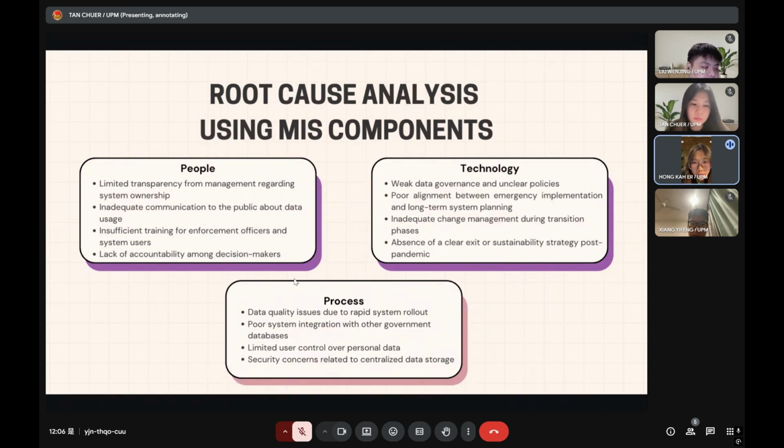And finally, there's the technology. The main struggle here was weak data governance because the data was all stored in one central place. It raised serious security concerns. Users also had almost zero control over their own information. For example, if your risk status was wrong, it was incredibly difficult to fix it yourself within the app. And this will lead to the operational confusion as we mentioned earlier.